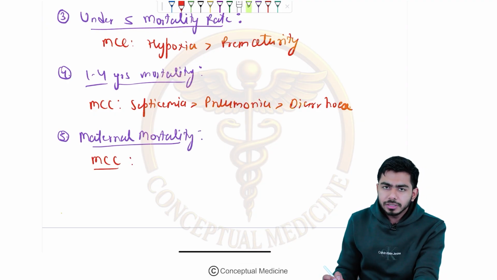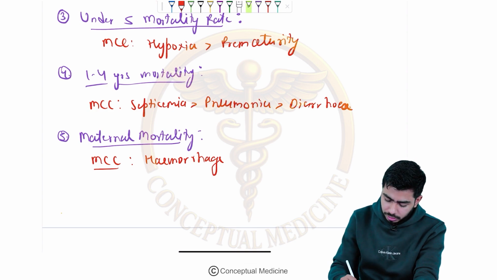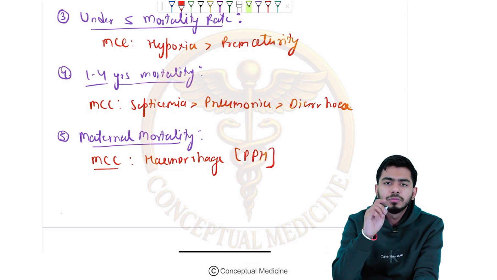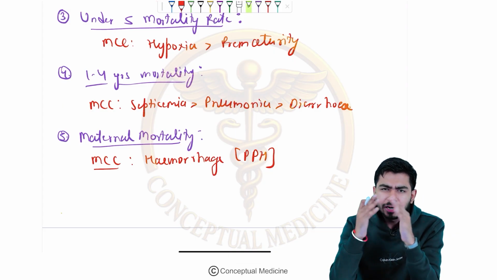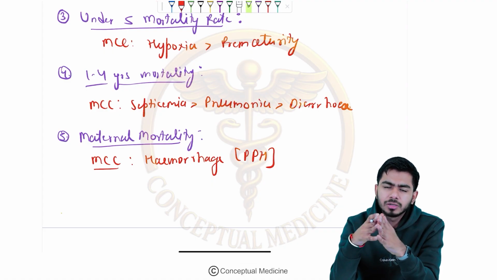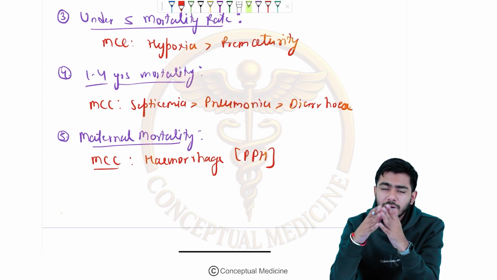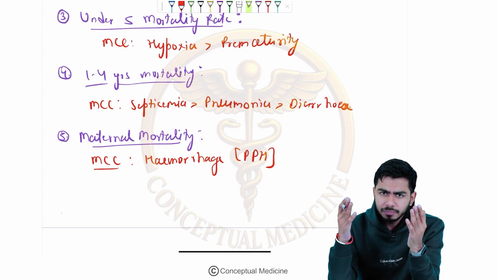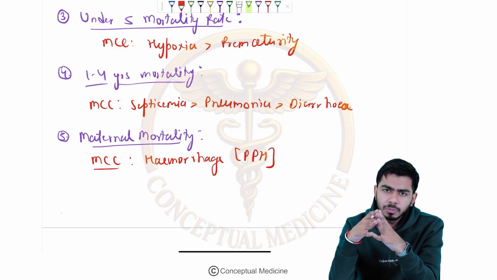As far as maternal mortality is concerned, the most common cause of death over here is the hemorrhage, right? Usually if I'm talking about the hemorrhage, that is PPH, postpartum hemorrhage. That is the risk in every gynecologist's and obstetrician's mind, that the female who is giving birth, during or after the birth of the baby, and after the delivery of the placenta as well, what is the amount of blood loss which is happening?